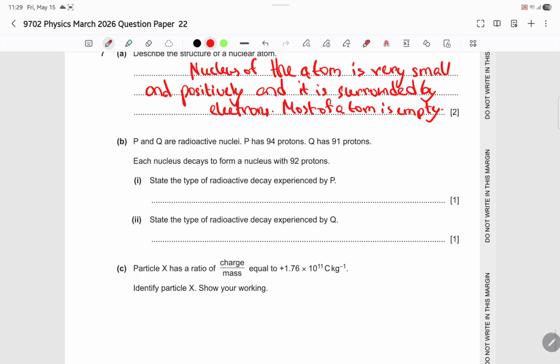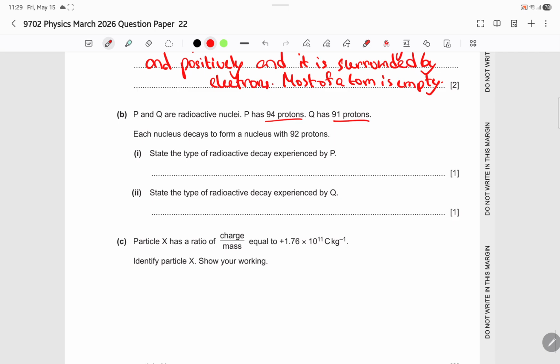Now P and Q are radioactive nuclei. P has 94 protons, Q has 91 protons. Each nucleus decays to form a nucleus with 92 protons. State the type of radioactive decay experienced by P. So it goes from 94 to 92, so it decreases by 2, which means alpha, because alpha is 4 by 2. So it will be alpha decay.